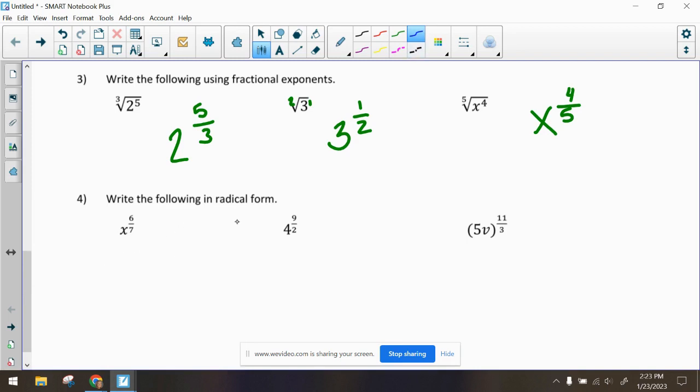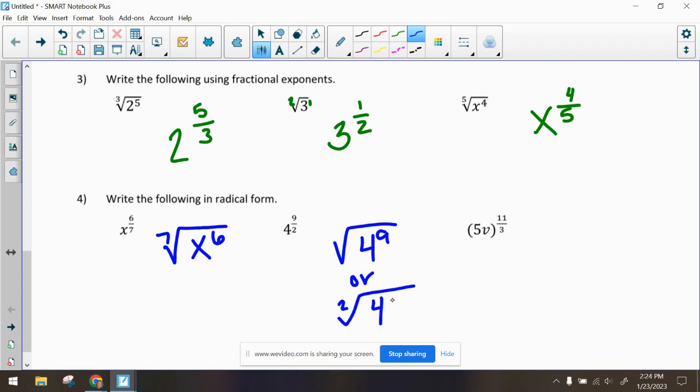So for number 4, when we're writing in radical form, the first thing that you need to have is a radical. So make sure that we add that in. Our base is x. We're taking it to the 6th power, and our index is 7. For the next one, again, I need my radical. 4 is my base. 9 is the exponent. This one, I'm not going to put the 2 there. If I put it, it's not wrong, so I could add it in, but a square root does not need to have 2 as the index written.